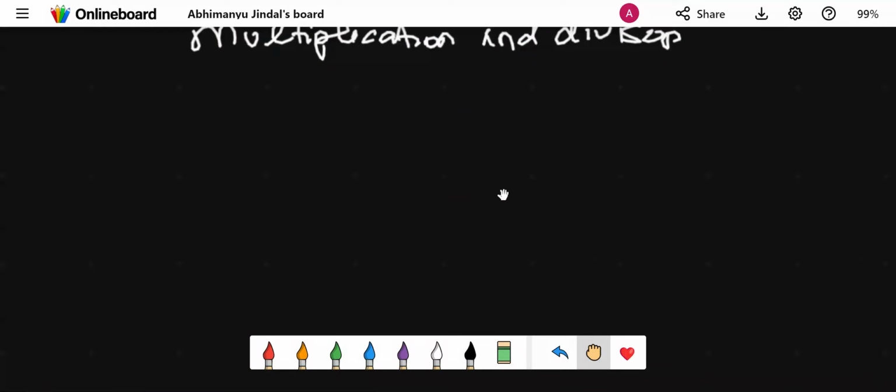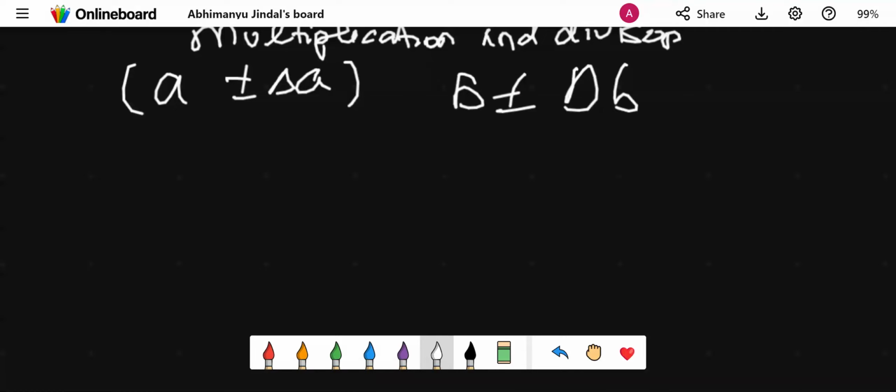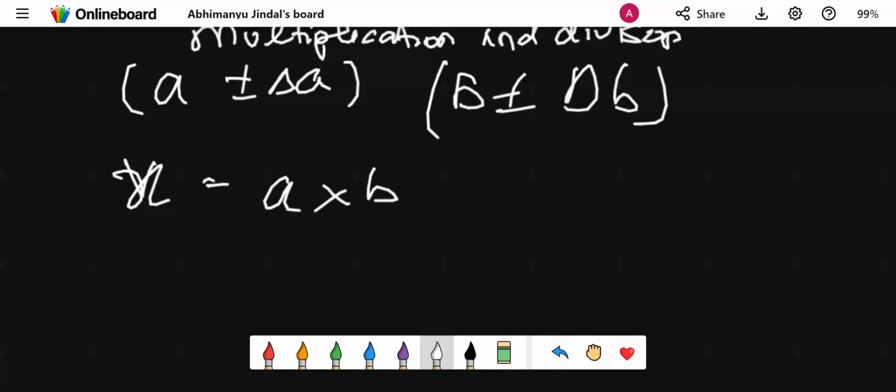Now let's look at multiplication and division of errors. So let's say a plus minus delta a and b plus minus delta b are two numbers, and let's say there's a value x, which is a times b.